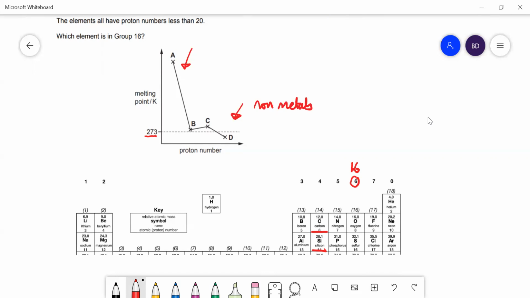Right, now can you see that B can't be nitrogen, because that is not a solid at room temperature. So B has got to be phosphorus. That is a solid at room temperature. And then the element C would be sulfur, and that's the one in group 16. So C is the answer here. And D would be chlorine, and you can see that D has a melting point below 273, so it wouldn't be a solid. Chlorine, of course, is not a solid at room temperature. Okay, so C is the answer, and the element is sulfur.